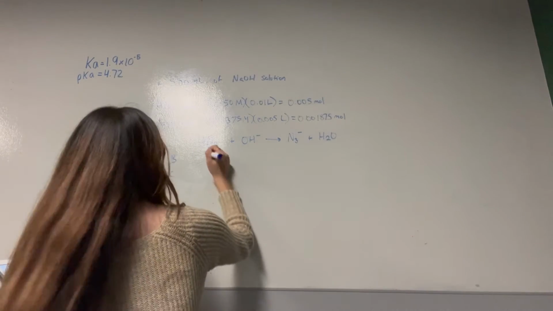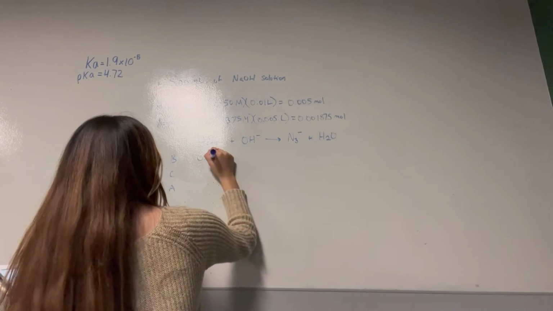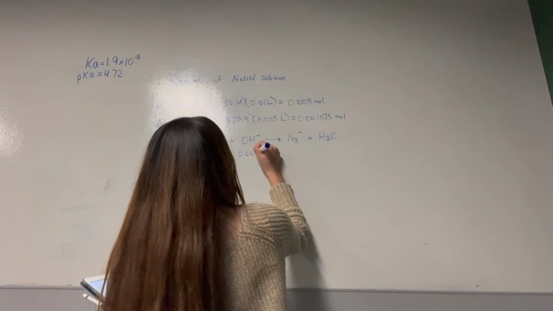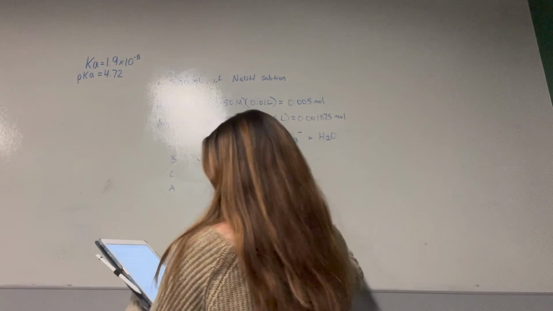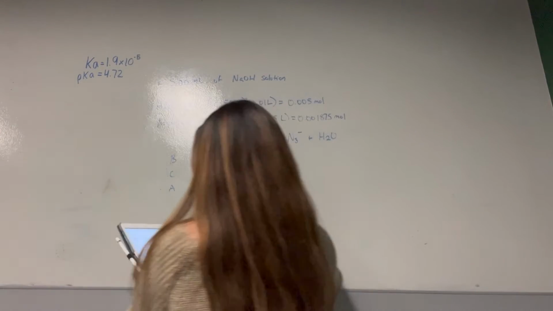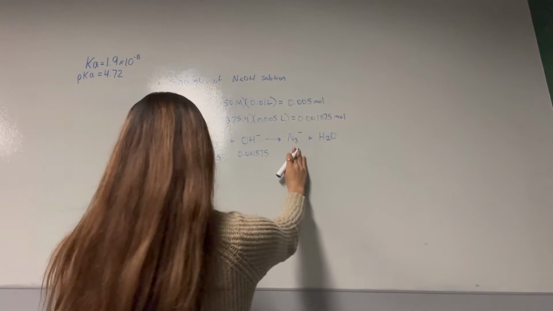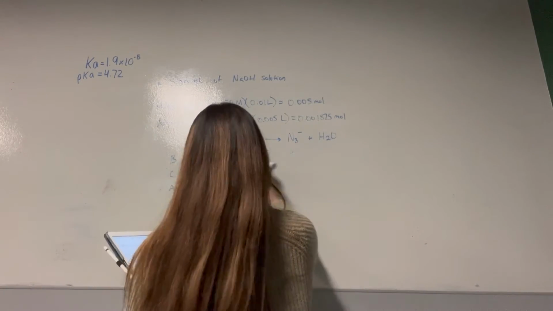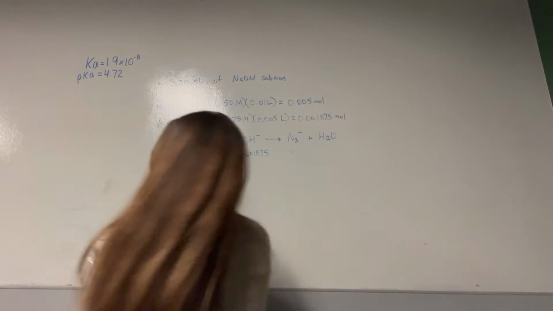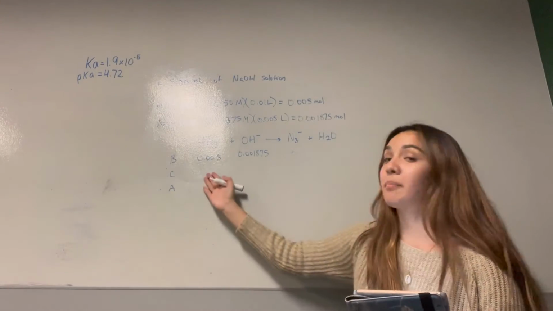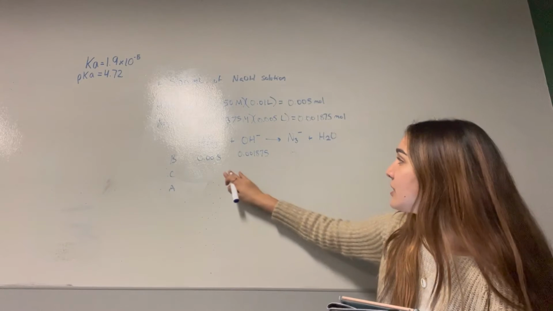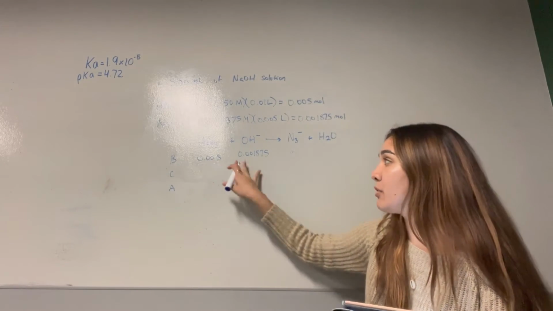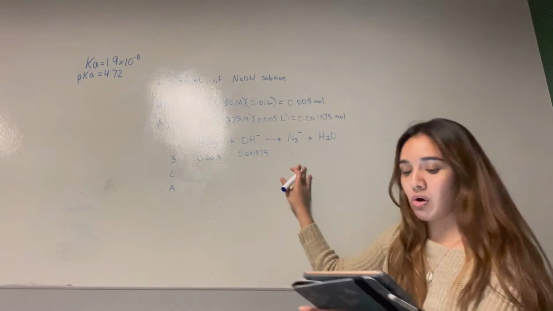So we know that we have 0.005 moles of HN3 and 0.001875 moles of OH. We also know that we have a 1-to-1 molar ratio, and this also is a 1-to-1 molar ratio. So for our change, we have to look at the lowest amount here, because that is our limiting reactant. And in this regard, it is 0.001875, and so we will subtract that from both reactants, and we will add it to our product.